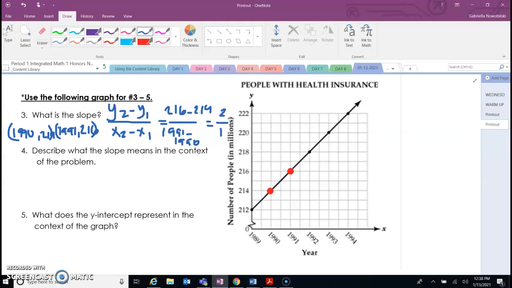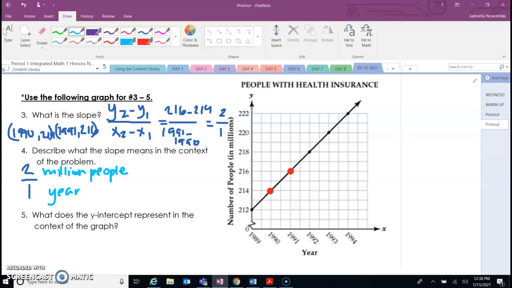Okay, so I want to explain or interpret this slope in this context. So 2 over 1 is just a number for us. It has no significance unless I'm putting some context behind it. So looking at my units here, on my y-axis I have the number of people in millions. So that's what I have on top, I have my y's. So I have 2 million people. And then on the bottom I have the year. So for 1 year here.